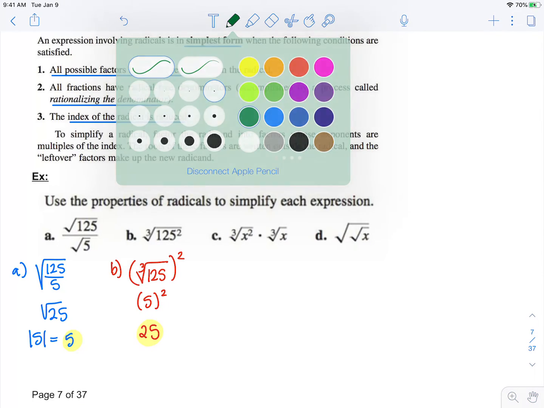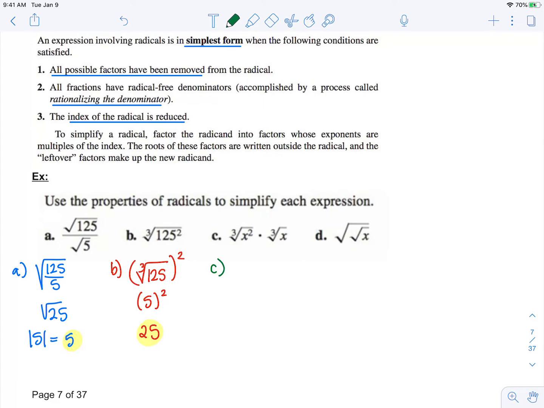Now if I look at part C, I have two cube roots being multiplied. So properties of radicals tells me this is the cube root of their product. Well, x squared times x is x cubed, and the cube root of x cubed is x.